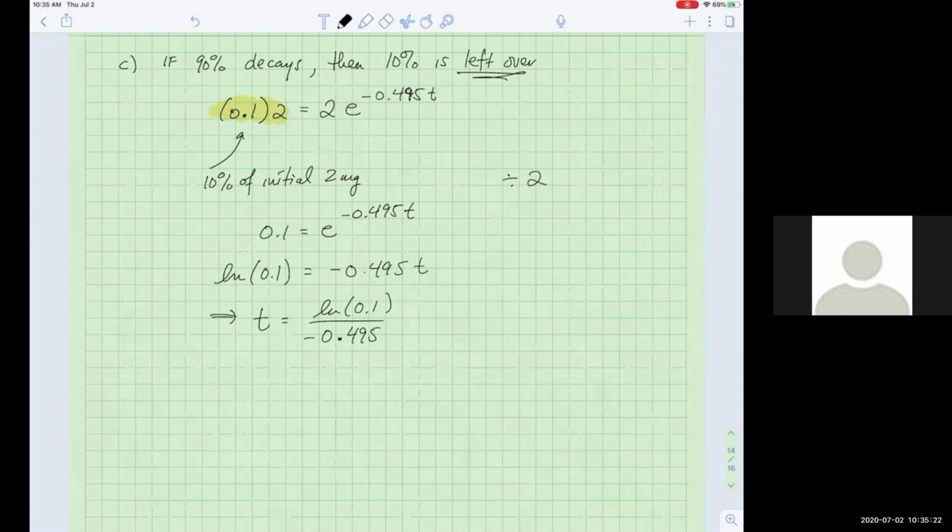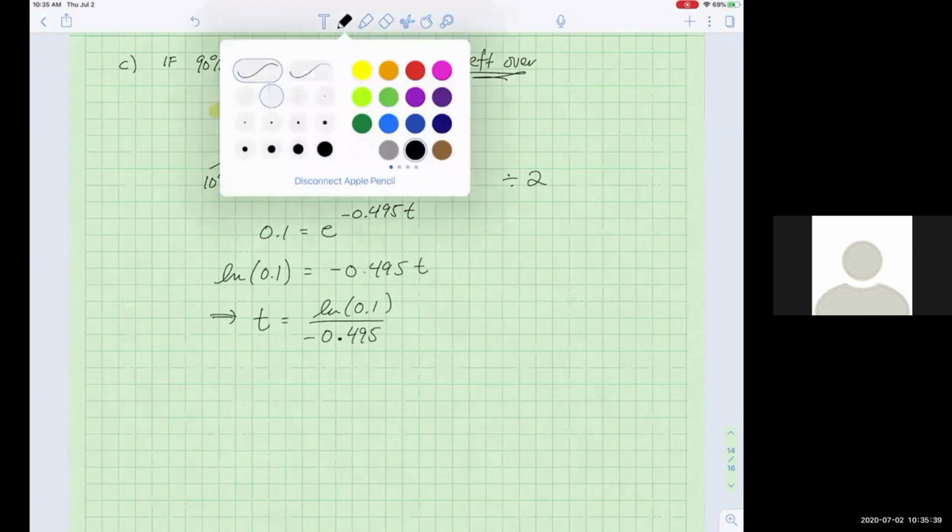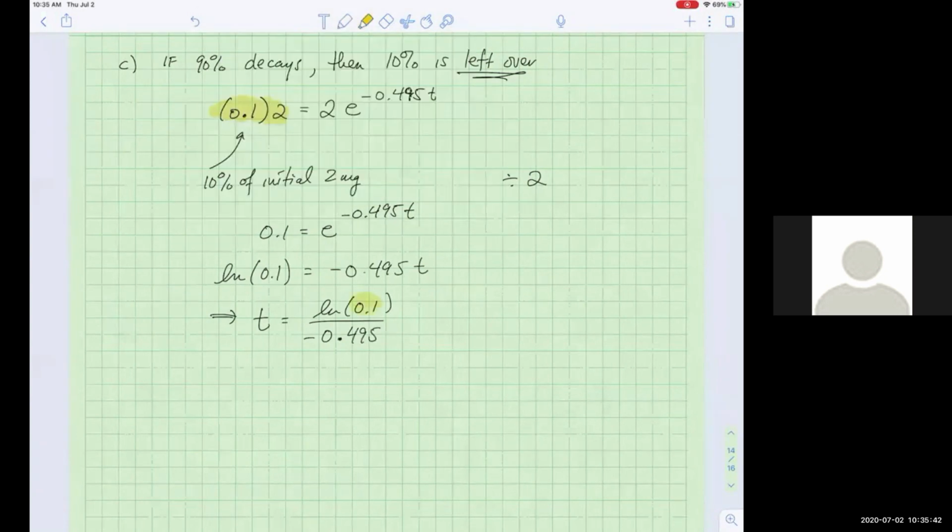Now, typically, when students first look at their answer, they tend to freak out a little bit because they think that that's going to be a negative number. It's the natural log divided by negative 0.495, and they say negative time, I must have made a mistake. But the fact is, since 0.1 is less than 1, the natural log of 0.1 is a negative number. So this is negative divided by negative, which is positive time, which is okay.